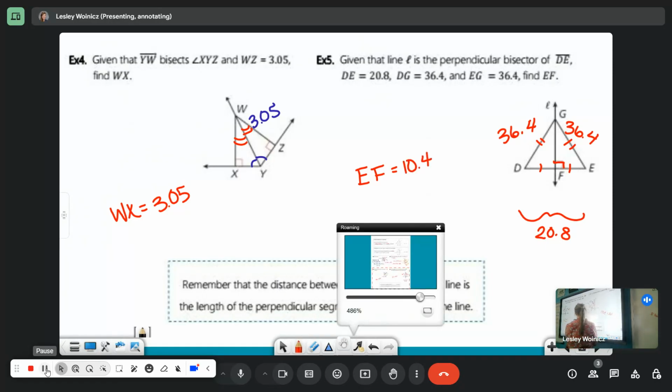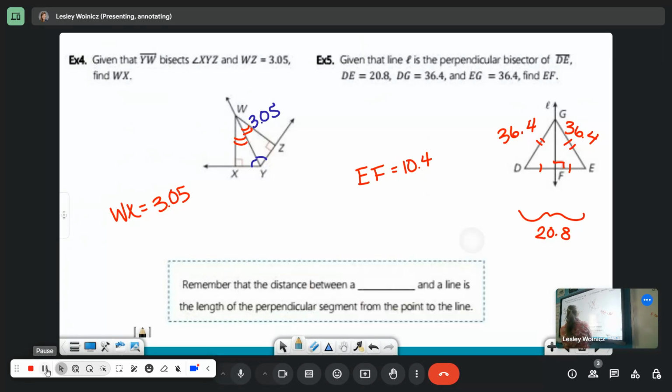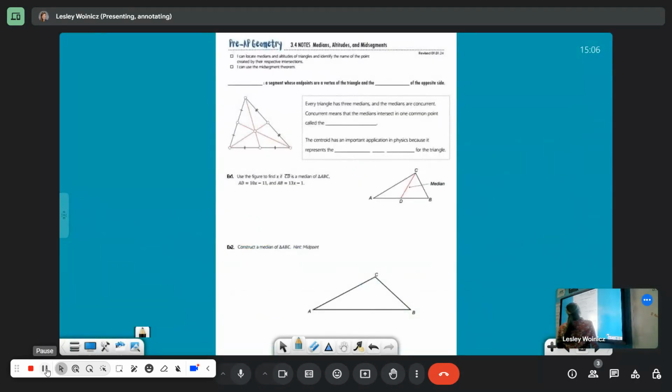Okay, like shooting fish in a barrel. Okay, remember that the distance between a point and a line is the length of the perpendicular segment from the point to the line. So if I want to know how far this point is from this line, I don't measure the distance crooked. That doesn't even make sense. Okay, I do perpendicular distance. Okay? All right, let's keep it moving.